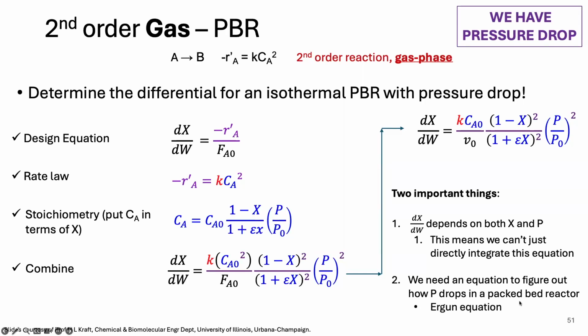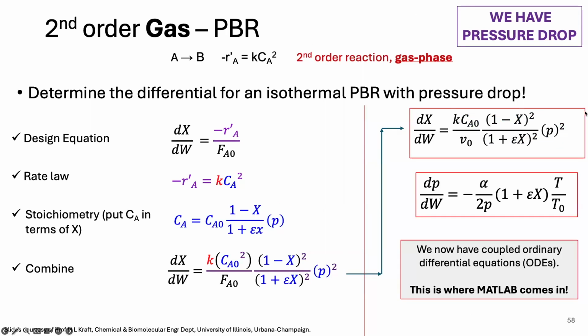To solve that, we can use the Ergun equation. In other words, as I said, we need an equation to describe how pressure is changing as a function of catalyst weight, and that gives us another ordinary differential equation. So in order to solve these problems, we can't do so easily by hand, but we'll need to solve these coupled ordinary differential equations together simultaneously using something like MATLAB.